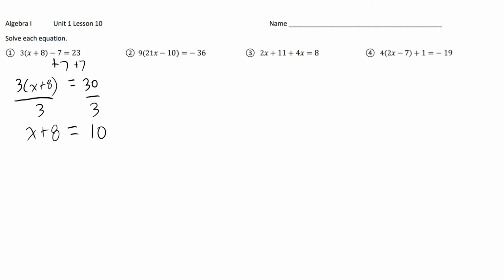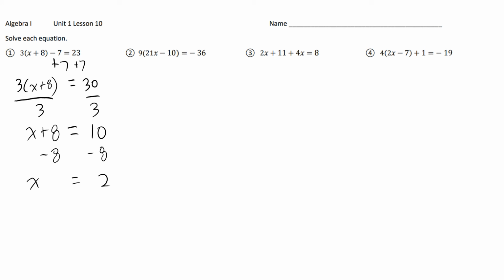Finally, the opposite of adding 8 is subtracting 8. So I can subtract 8 from each side, and I come up with x equals 2. And again, I try to keep my equal sign going straight down the page as much as I can. And I also try to keep my variable x falling straight down the page as much as I can. And that is what number 1 should look like. Good step-by-step work with a solution of 2.